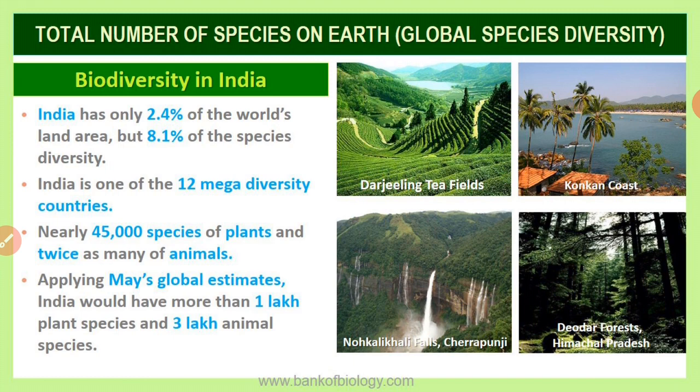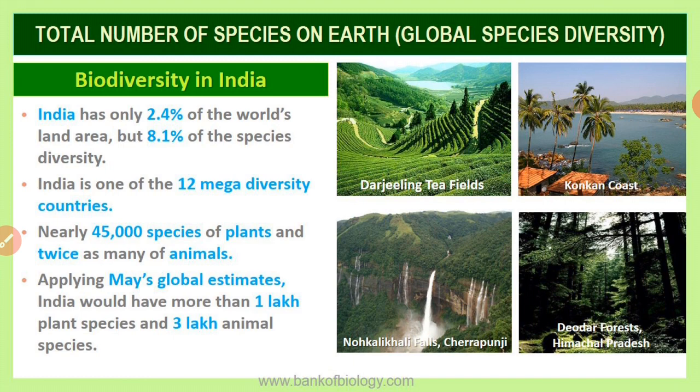Now moving on to how many in India. What is the species diversity which you find in India? India has only 2.4% of the world's land area, but its share of the global species diversity is 8.1%. Therefore, it is considered as one of the 12 mega diversity countries of the world.